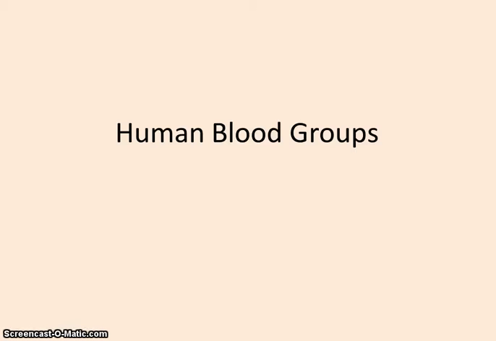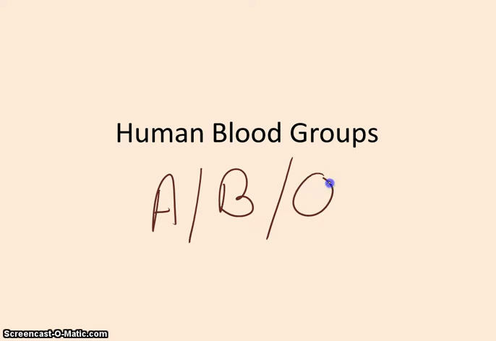Okay, so now we're going to be talking about human blood groups. When we're looking at human blood groups, we're just going to be looking at the ABO gene, which is going to have three alleles: the A allele, the B allele, and the O allele. This is a system that is codominant. Type A and type B are codominant. O is going to be the recessive.